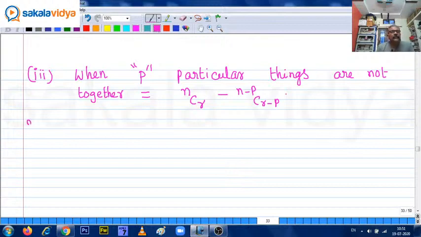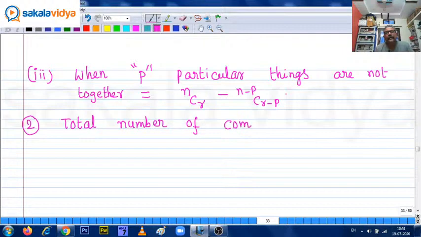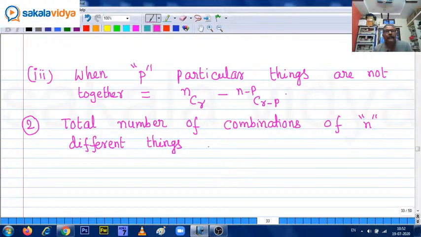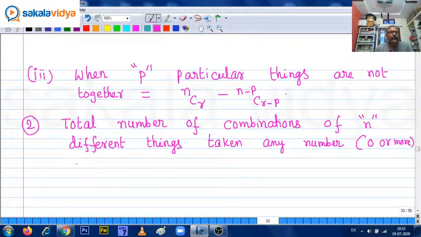Next, second important point. Total number of combinations of n different things taken any number, that means 0 or more at a time, is... Okay, what is the answer? You will expect it now.